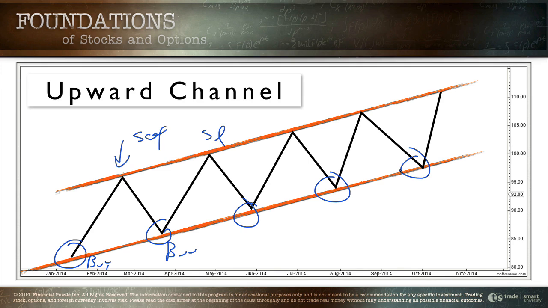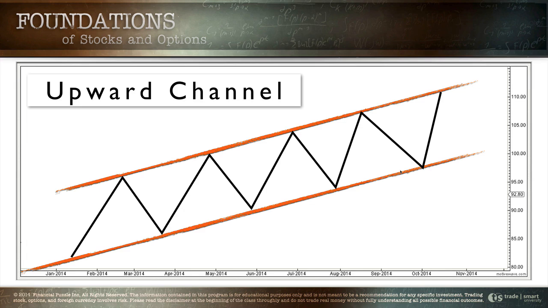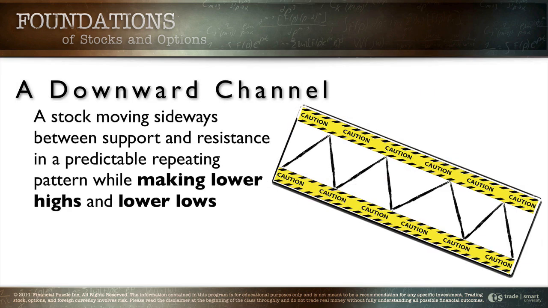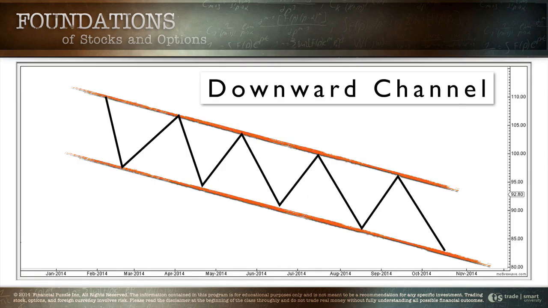Because what happens is humans tend to do the same patterns over and over. So what if we took that whole principle now, Chris, and we turned it on its other side? What if we took the stock moving sideways between support and resistance in the predictable repeating pattern, but now we're doing it while making lower highs and lower lows? Same pattern, different angle. Now we've got a stock with these lower highs. Well, there's your resistance, lower highs. Each of the lows are lower than the previous. We've got a downtrend.